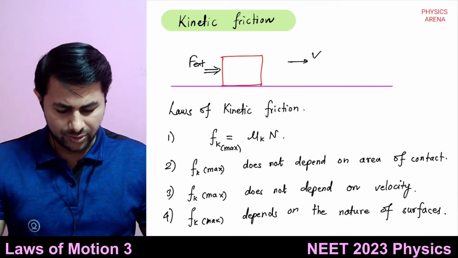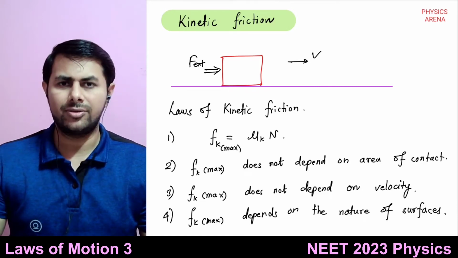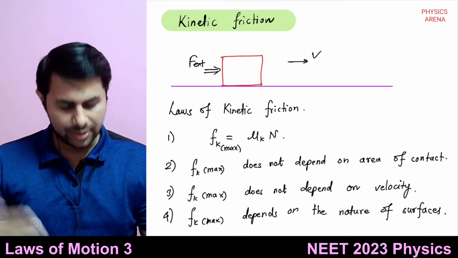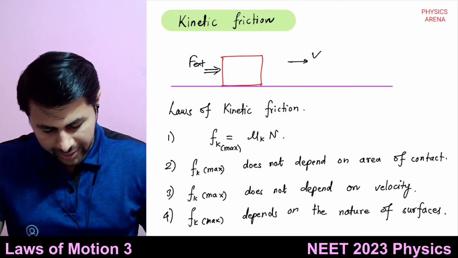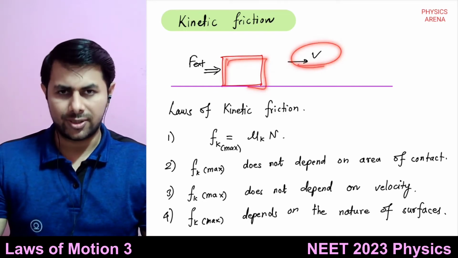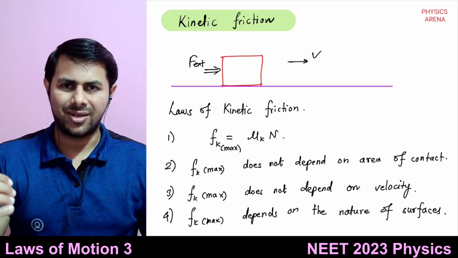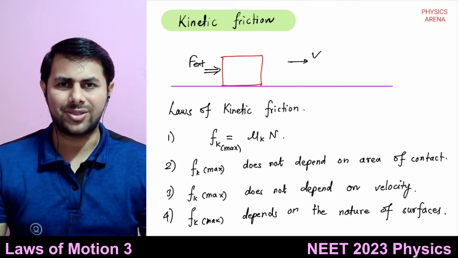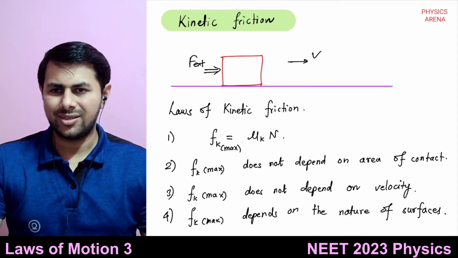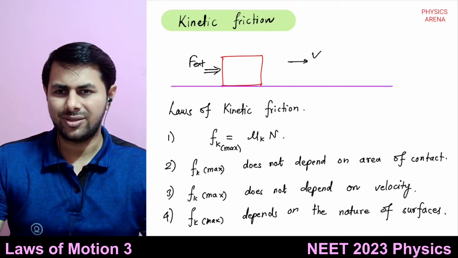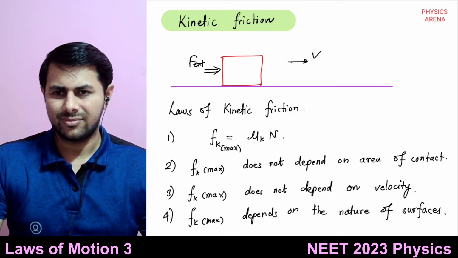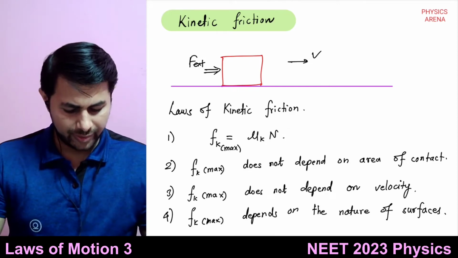So these are the laws of kinetic friction, which are similar to the static friction. There is one addition, that this kinetic friction does not depend on the velocity, provided the velocity is under a certain limit, which is known as the critical velocity. So are these laws clear, or is there any question? Okay.